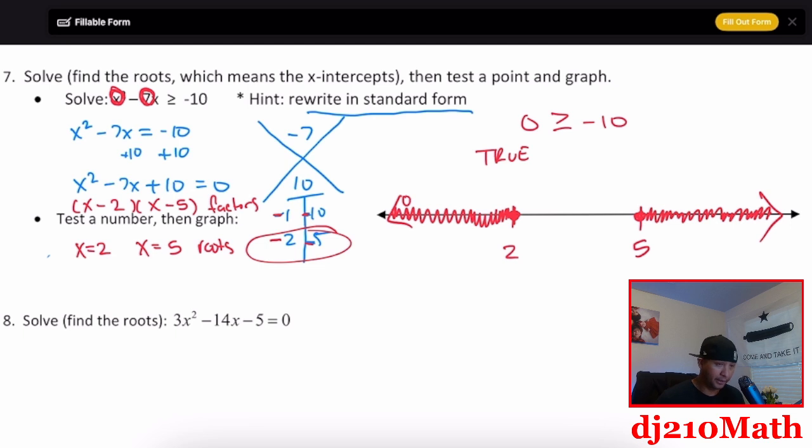So any number that's in the shaded area is going to make this true. If you chose, say, 3 or 4, then it would be a false statement. Anything in between 2 and 5 would be false.